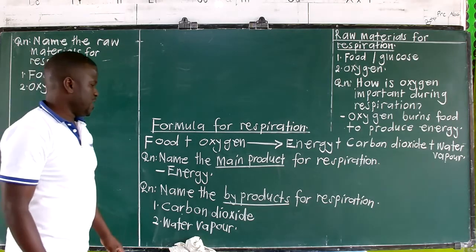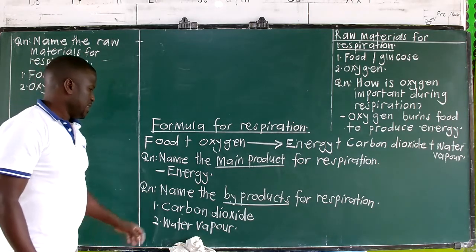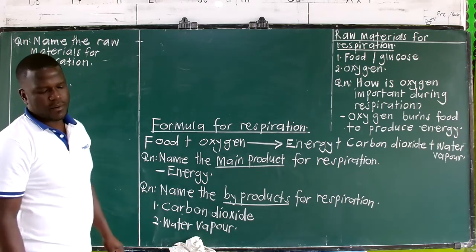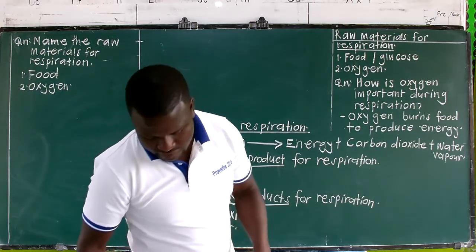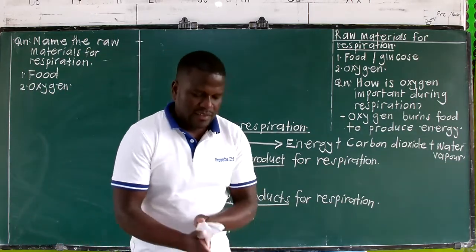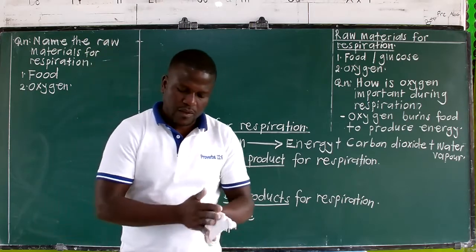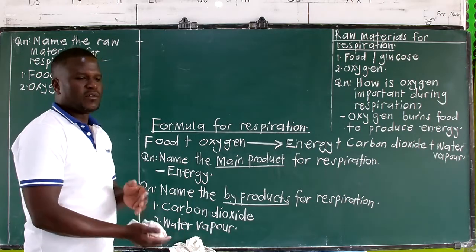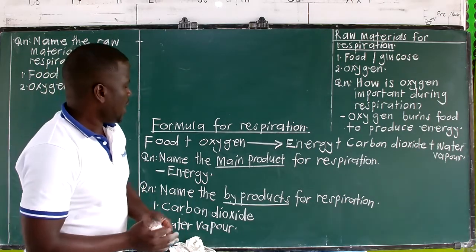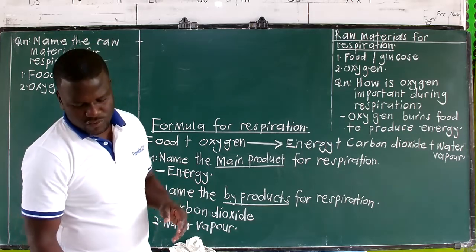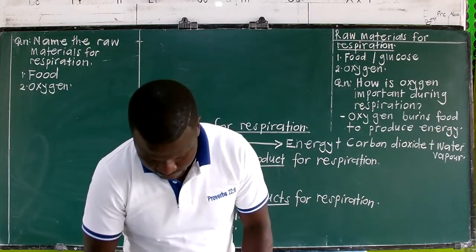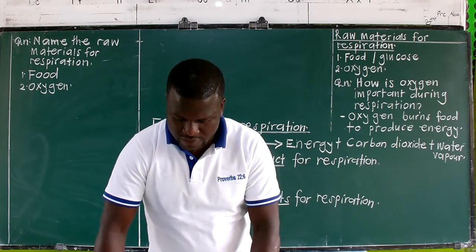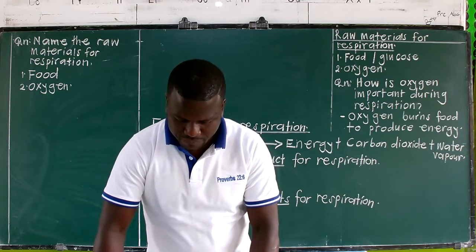The main product for respiration is energy. The byproduct of respiration is carbon dioxide and water vapor. So the energy we get after eating food is as a result of respiration. And that's why whenever they ask you the importance of oxygen, oxygen helps in respiration. And we say respiration is the oxidation of food in the body to produce energy.